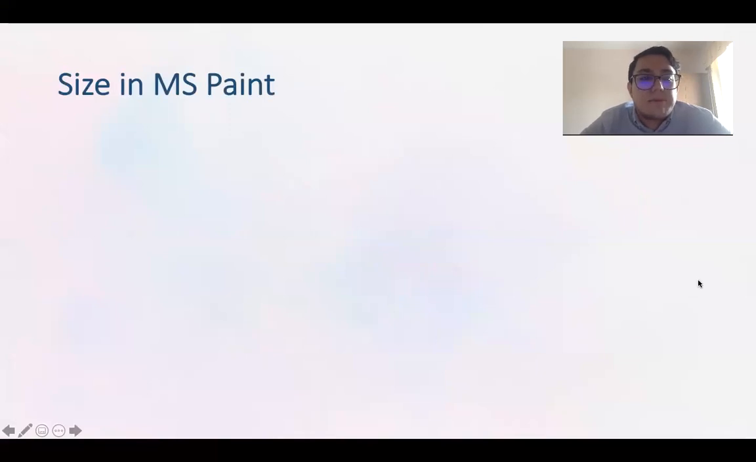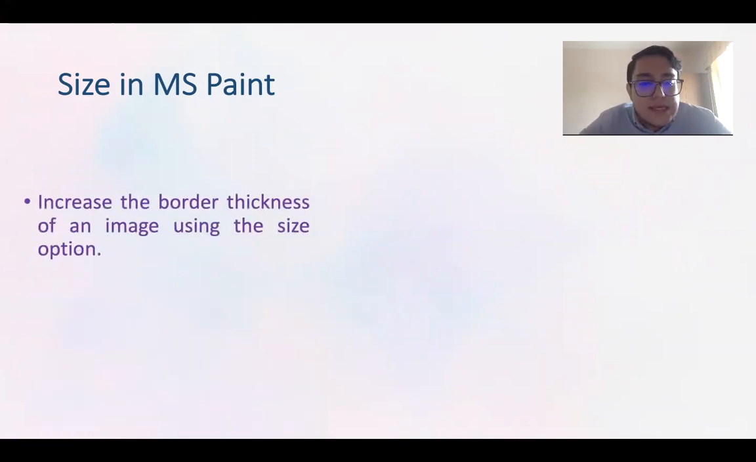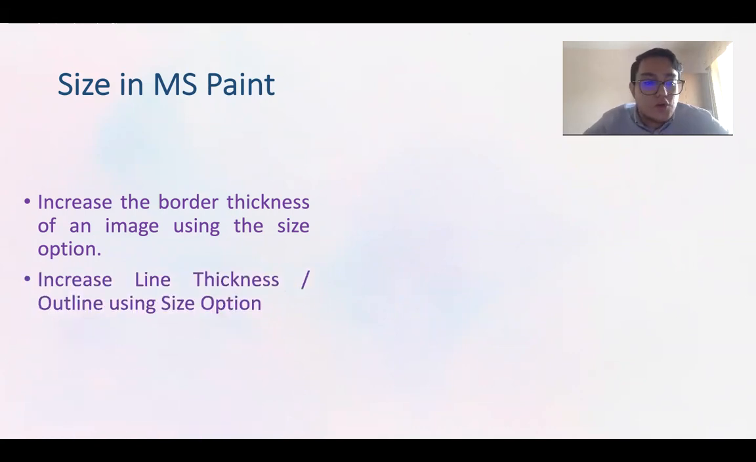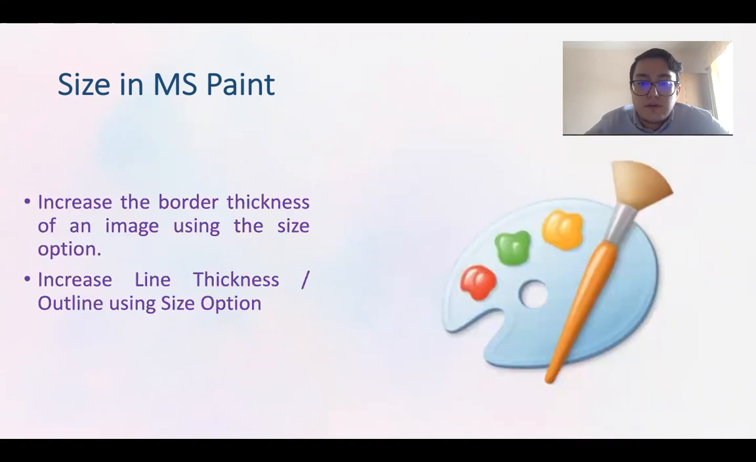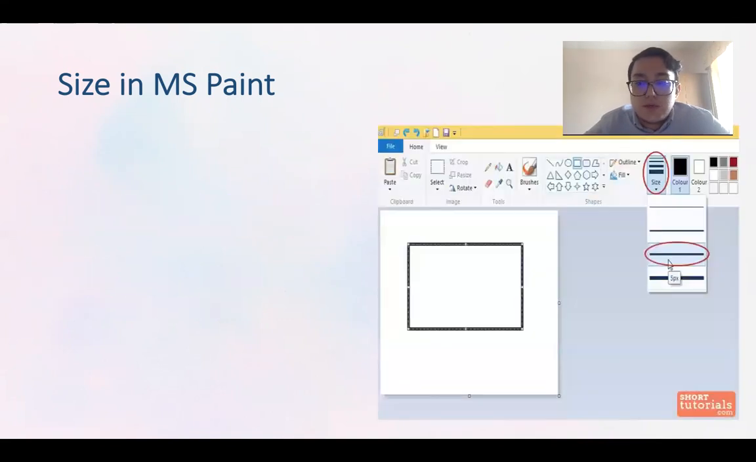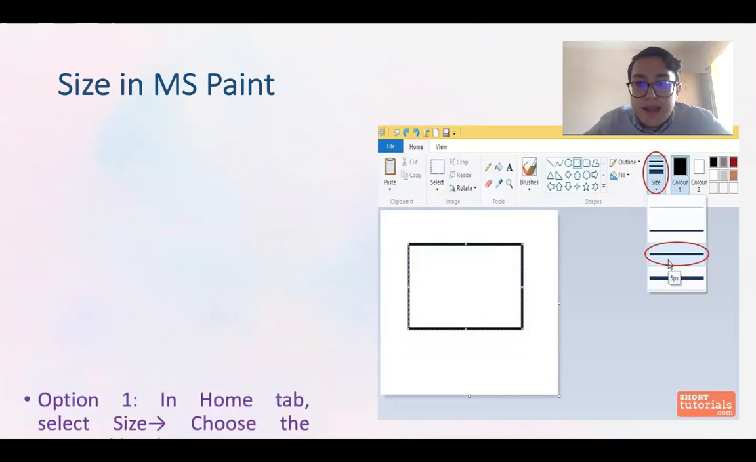All right, let's talk about size in MS Paint. Increase the border thickness of an image using the size option. Okay, so we will show you that. Increase line thickness and outline using the size option. So you can do this in MS Paint.